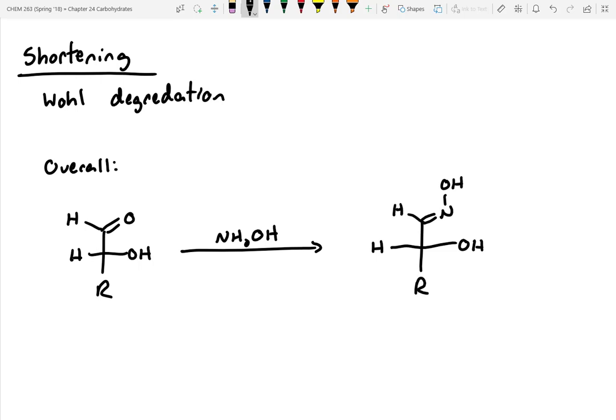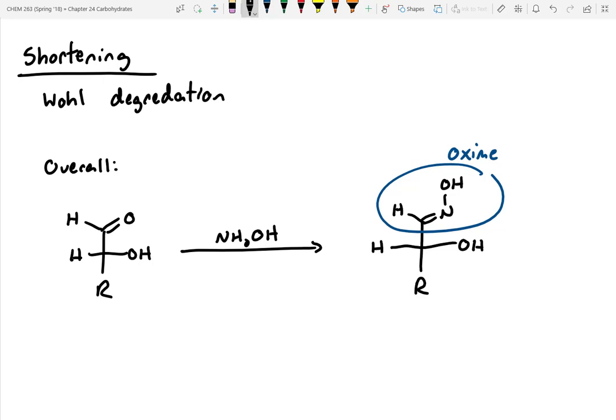What do we call an imine that has an OH coming off of it? I haven't seen this in a while. This is called an oxime. I know there's a lot of weird functional group names, but it's just a special type of imine. And why does the nitrogen attack the aldehyde and not the oxygen? Yeah, it's a better nucleophile, exactly. So we're going to get this oxime.